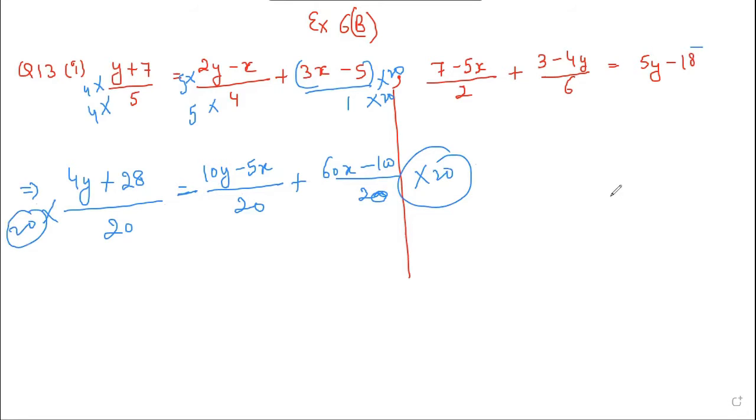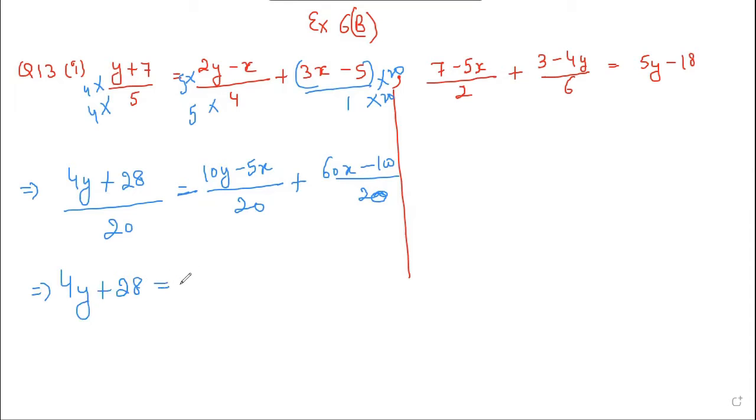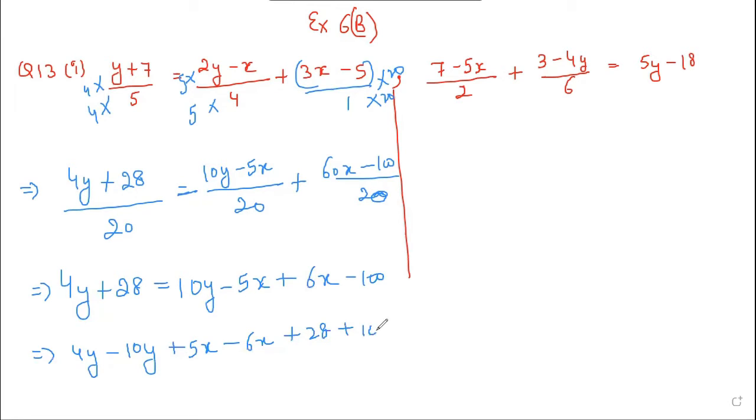This is an equation, so I can do that. Yes. Multiplying both sides by 20, it will become 4y plus 28 equals 10y minus 5x plus 60x minus 100. So this is the thing. Now I will bring everything on the left hand side so that things become easy. Minus 10y plus 5x minus 60x plus 28 plus 100 equals 0.